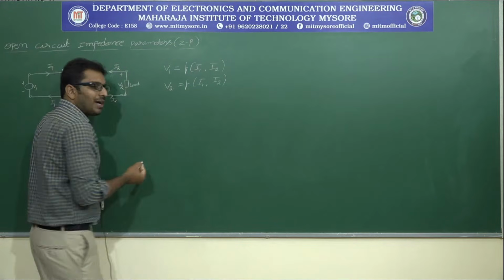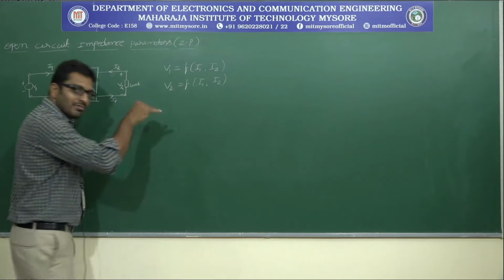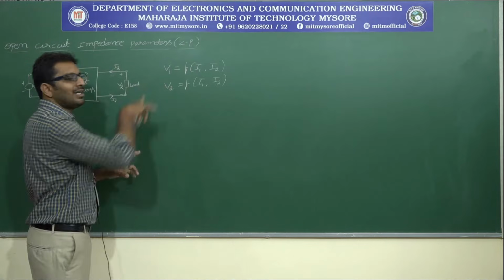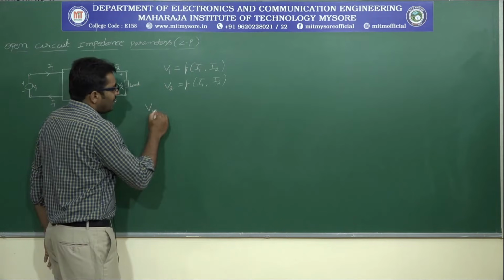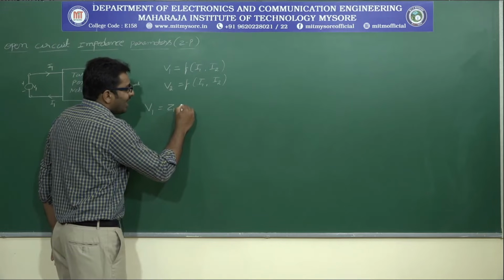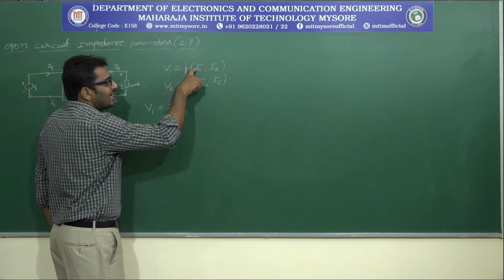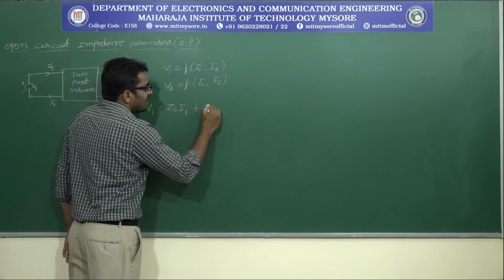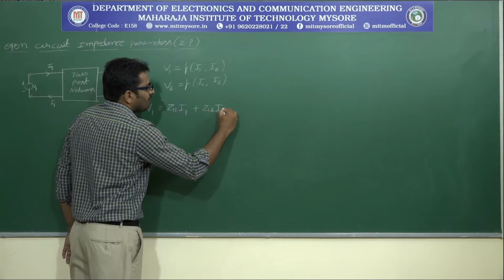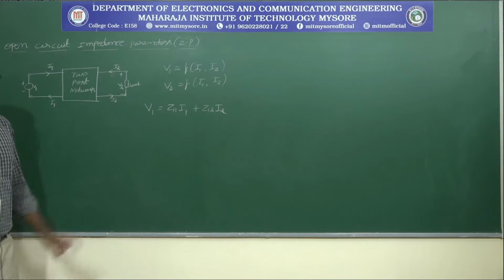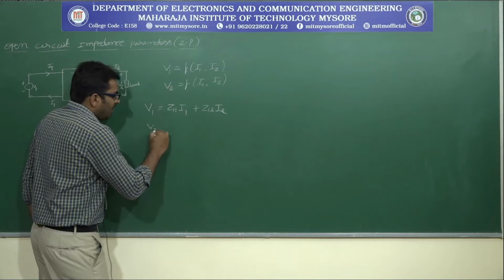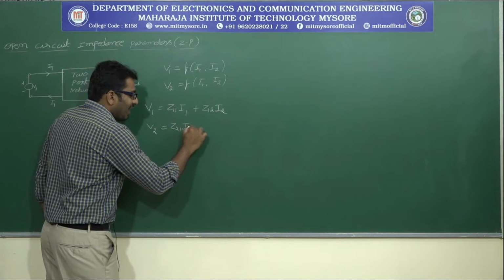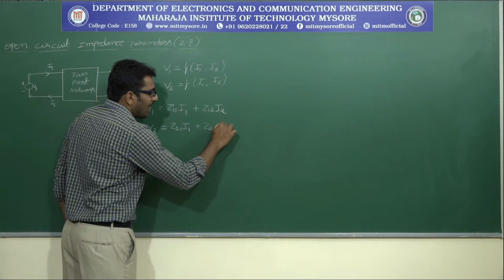How can we write these two functions in terms of equations? Now, I am including the parameters. What are those parameters? Z parameters. How can we write this in equation form? V1 is equal to Z11 I1 plus Z12 I2. Similarly, the second equation: V2 is equal to Z21 I1 plus Z22 I2.